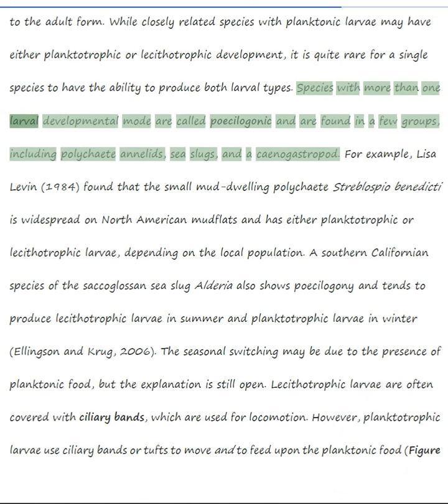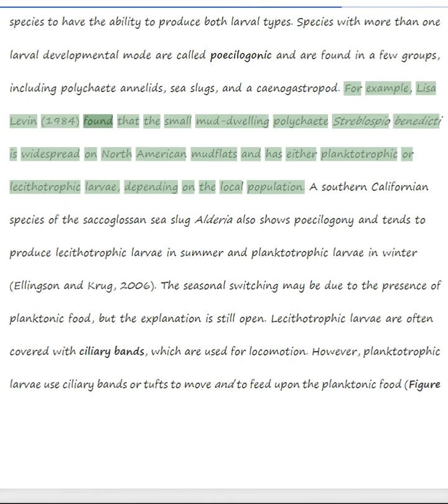Species with more than one larval developmental mode are called poecilogonic and are found in a few groups, including polychaete annelids, sea slugs, and a cyanogastropod. For example, Lisa Levin found that the small mud-dwelling polychaete Streblospio benedicti is widespread on North American mudflats and has either planktotrophic or lecithotrophic larvae, depending on the local population.